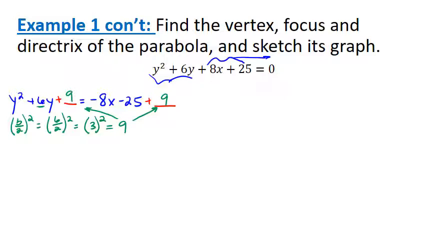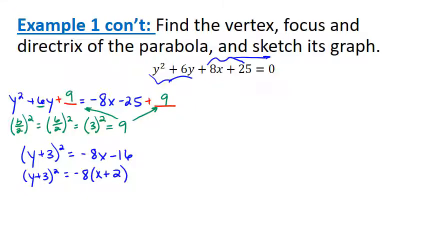Okay, so moving on, I need to factor this left-hand side. When I factor this, I end up with y plus 3 quantity squared is equal to, over here when I combine like terms, I get negative 8x minus 16. I need to take a GCF out of the right-hand side, and I'm going to take out a negative 8. So I'm left with x plus 2, and I did that right this time. Good job.